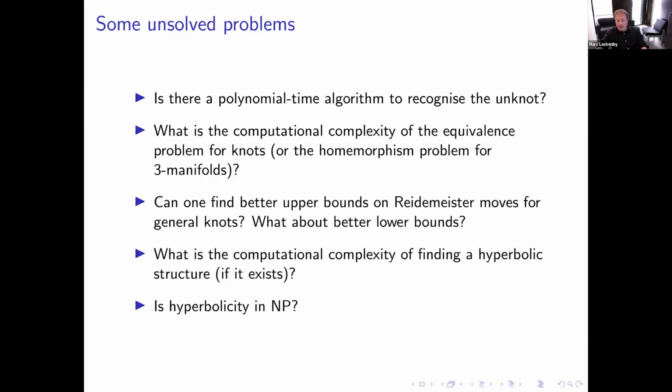So that's a survey of where we're at. Progress is constantly being made in this area. Knots are tractable objects, but only just. And so there's still an awful lot that we don't know. Okay, I'll leave it there. Thank you very much.